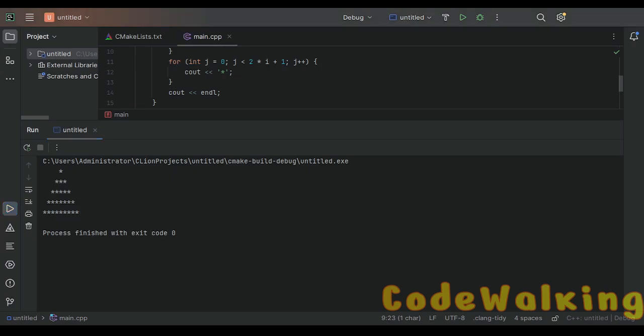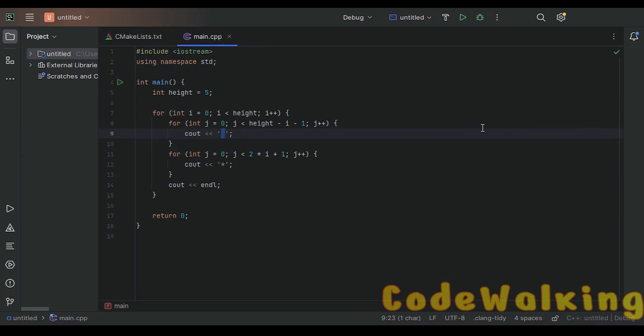So this is something like a beginner project that you should practice, to be honest. This helps us in the long run understanding what C++ is and how different things work.